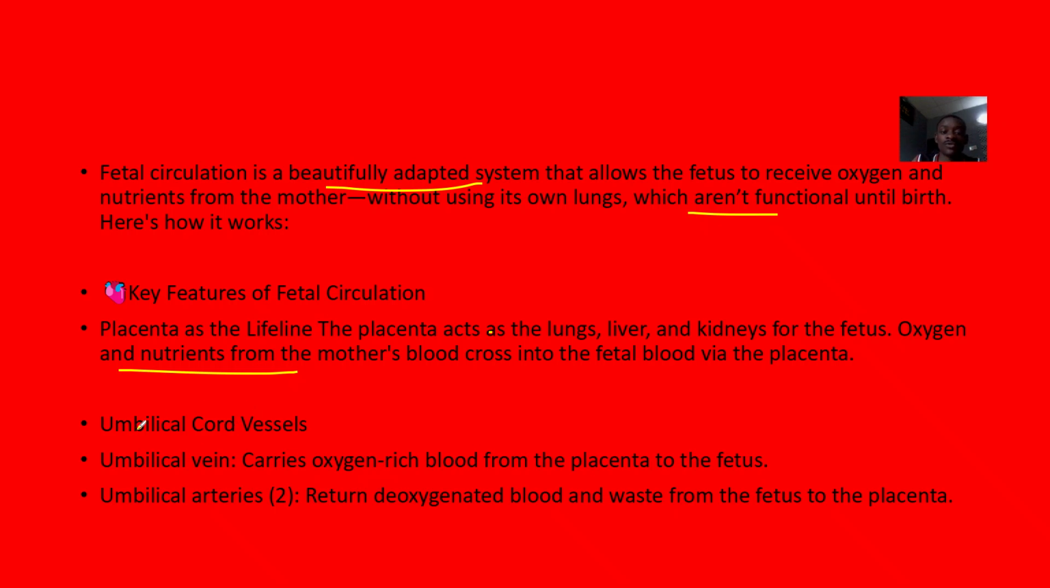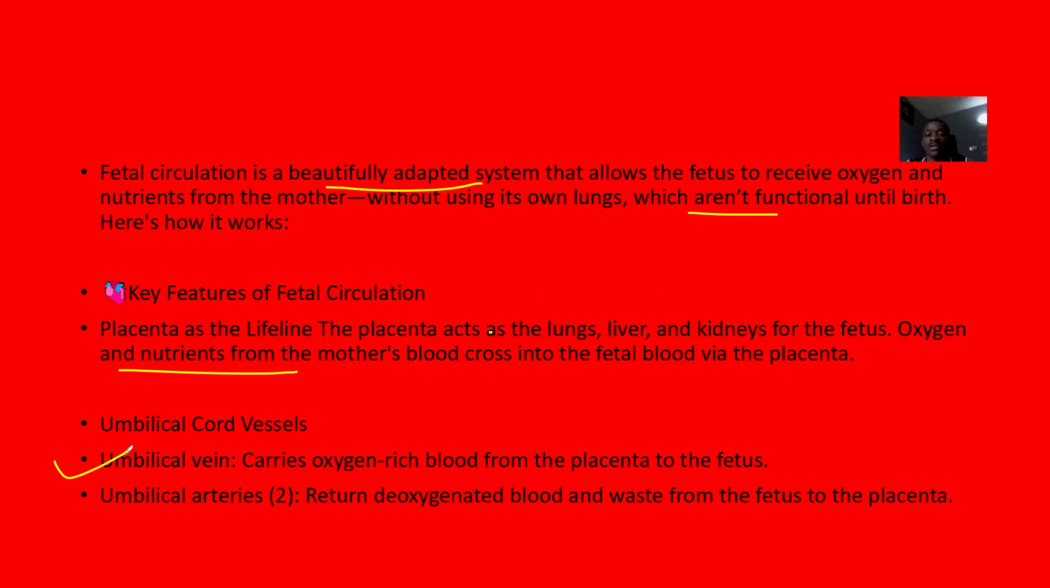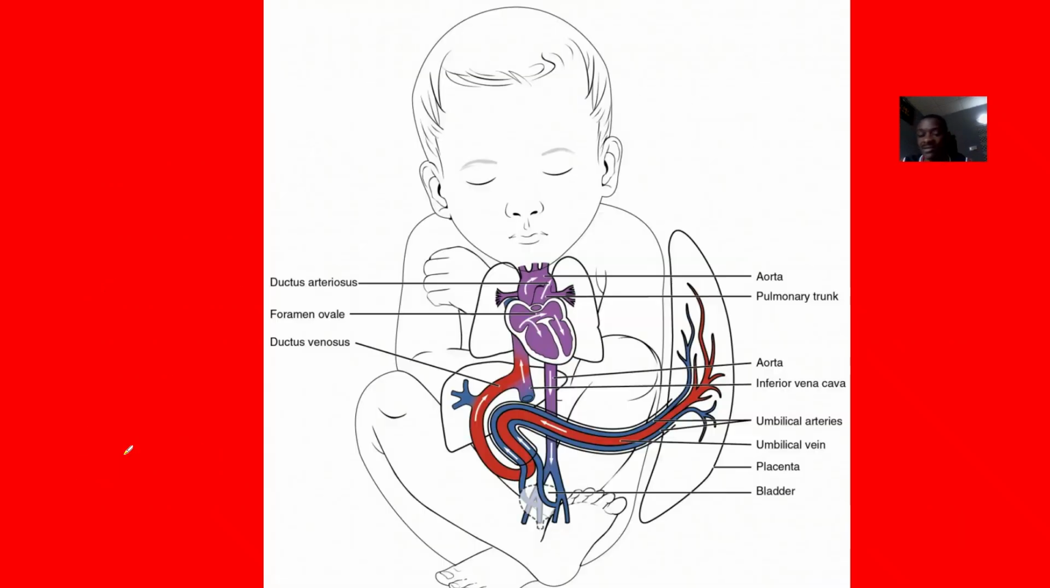Okay, so umbilical cord vessels. The umbilical vein carries oxygen-rich blood from the placenta to the fetus. Umbilical arteries, there are two of them. You can spot them out. They return the deoxygenated blood and waste from the fetus to the placenta. So unlike in adults where the veins carry deoxygenated blood, in the fetus the vein carries the oxygenated one. Arteries carry vice versa. Are you getting the thing?